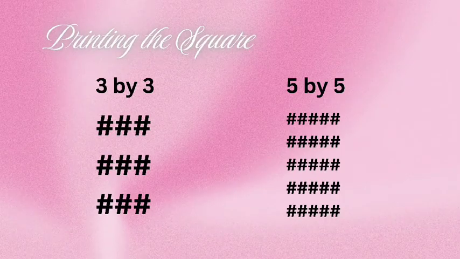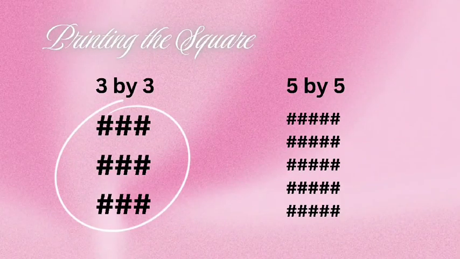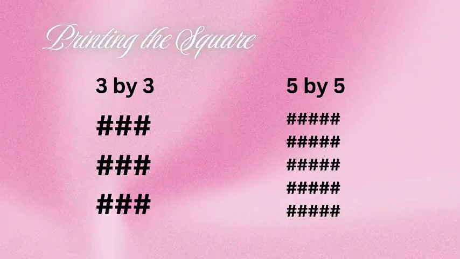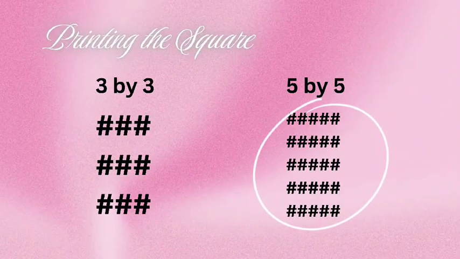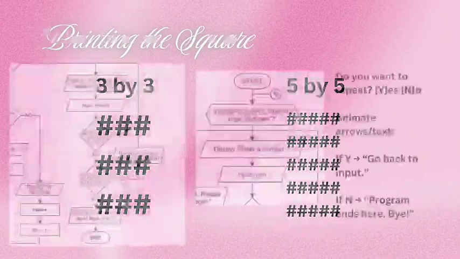For example, if the user types a number 3, the output will be a 3 by 3 square. If the user types 5, the output will be a 5 by 5 square.